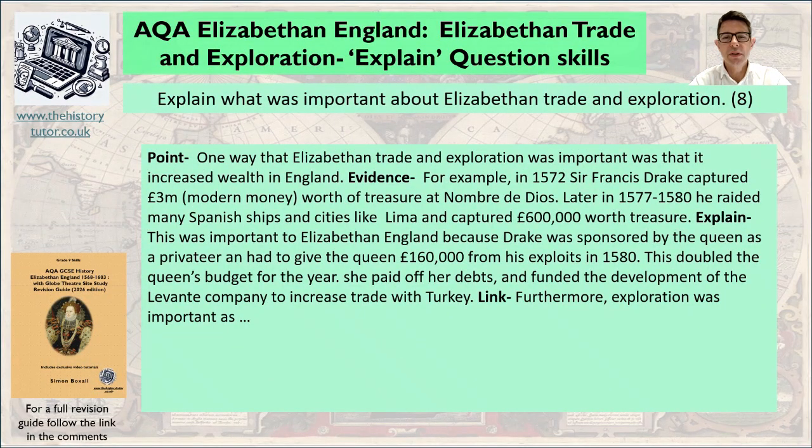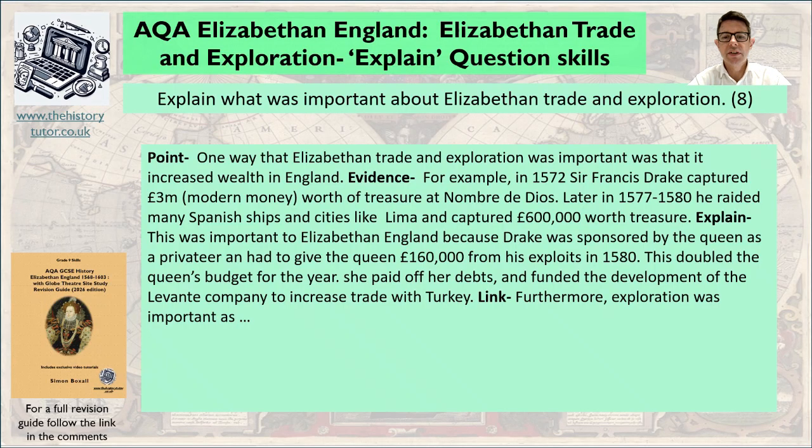Okay, so I've said this was important to Elizabethan England because Drake was sponsored by the Queen as a privateer and had to give the Queen money, gave her £600,000 for his exploits. This doubled the Queen's budget for the year, and she paid her debts and funded the development of the Levant Company to increase trade with Turkey. And you could obviously give another sentence you want about how this led to gentry people getting jobs and trade. You could say a little bit more. Then link to a furthermore.